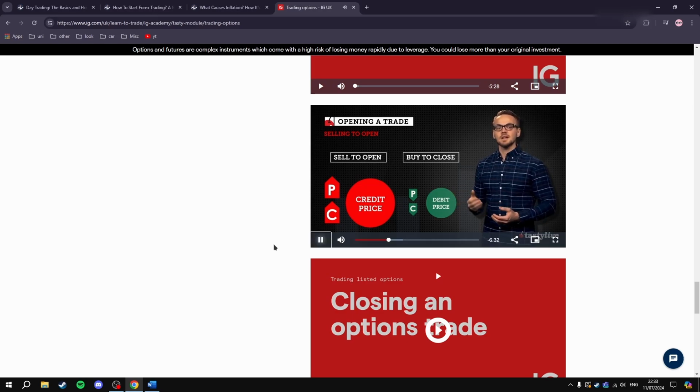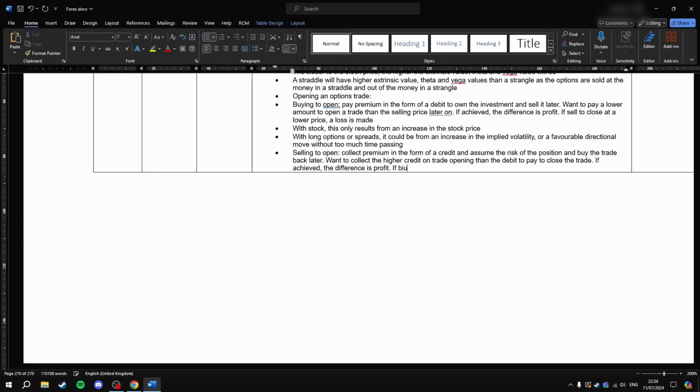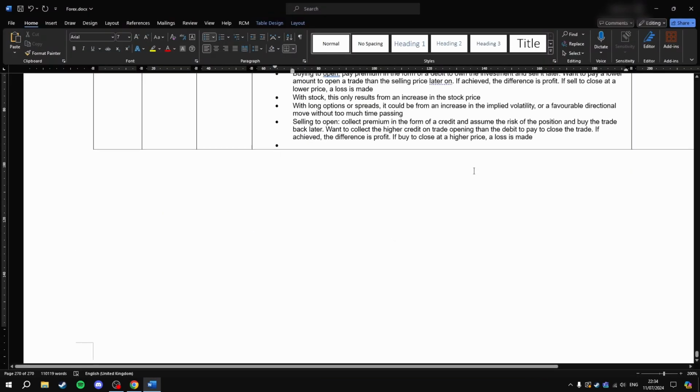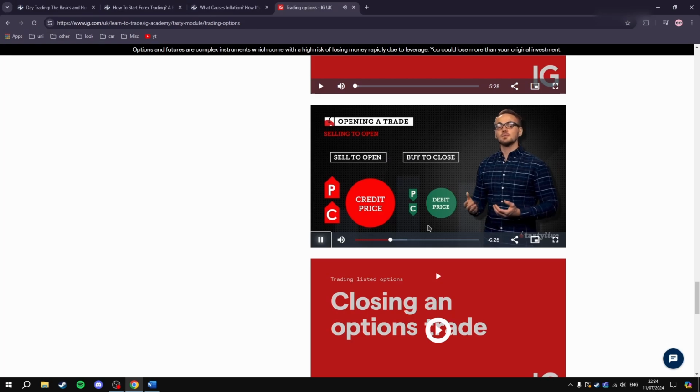Just like buying to open, trades can go against us here as well. If we buy to close for a higher price than we sold the option or stock for initially, we would realize a loss.